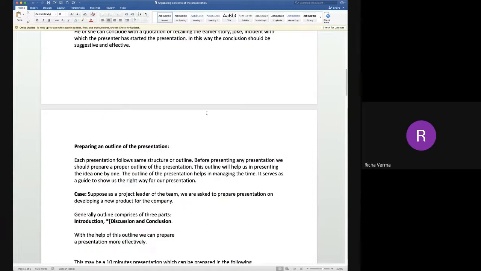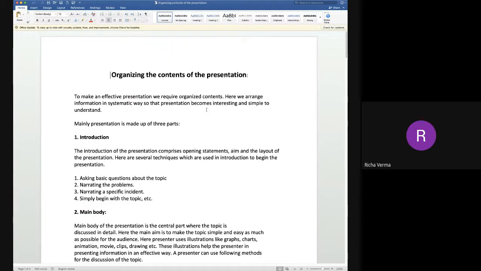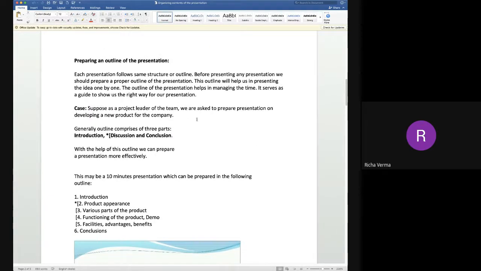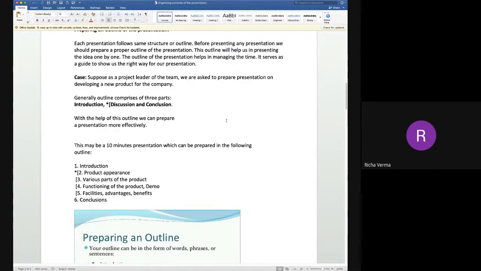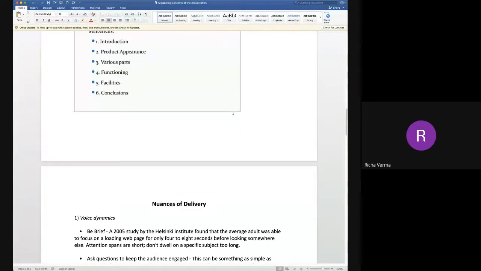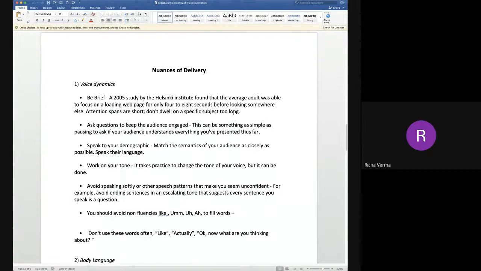So if you have any questions regarding this, we have seen the organizing of the content of the presentation, how you can organize it. And we have also seen how you can prepare the outline of the presentation. We have seen the case study, and we have tried to understand that. If you have any questions regarding this, we can always discuss, or we can move ahead and discuss the questions related to this later on. Now we come to another topic. So we have finished the organizing content and the preparation of presentation.